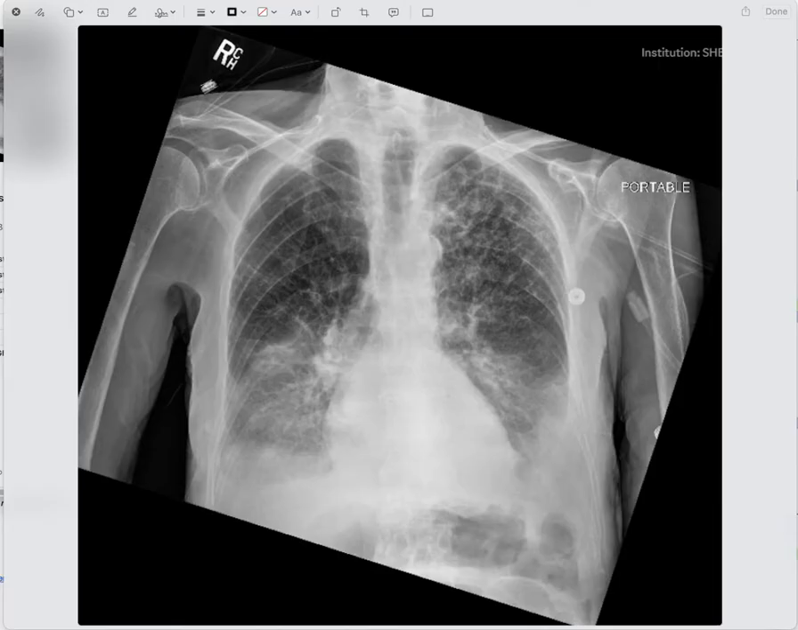Hey, all. So this is a follow-up podcast to the chest x-rays I posted a day or two ago. This is an elderly patient that obviously has some issues.